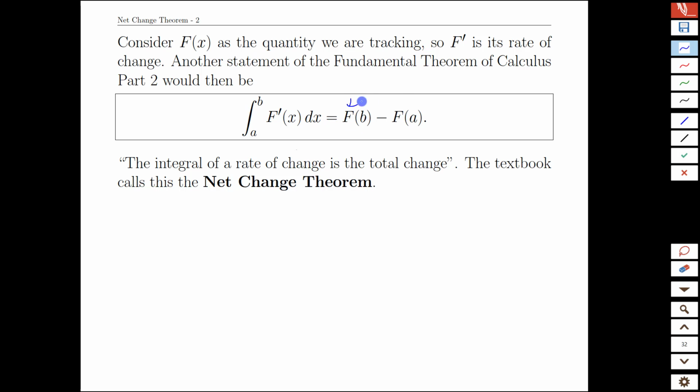Here we think of big F as what we are interested in, but for some reason we were given its rate of change. And so integrating that rate of change gives us the value at the end minus the value at the start. And that captures exactly what we mean by a net change over a time interval, or over a space interval if x is our variable. And so the textbook frames this as the net change theorem, just as an interpretation of that definite integral.